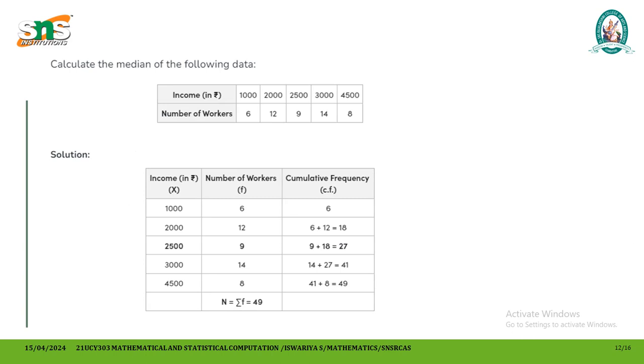So the next one is a discrete case. Here the data is given, and we have to find the median. The first column is x and the second column is f. Then we have to find the cumulative frequency.